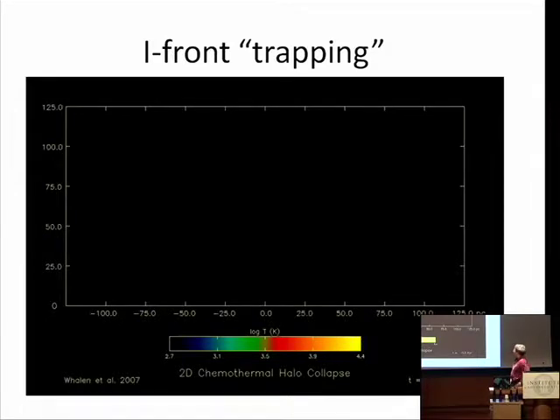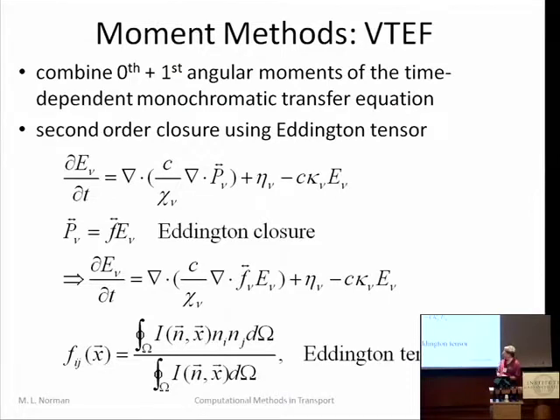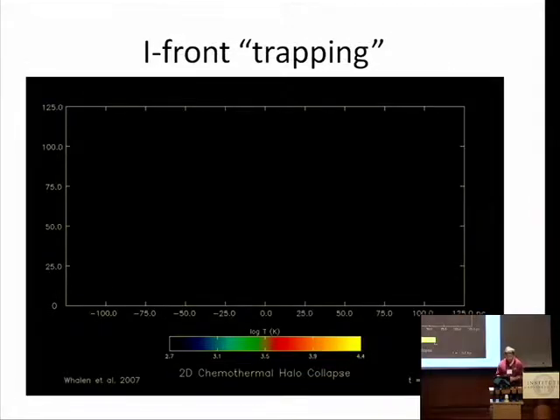One of the things that makes this a little sketchy is what is called I-front trapping. What I'm going to show you here is there is a dense cloud sitting right here, which you do not see in this temperature plot. And then there's a plane wave of ionization off to the left. You'll see an I-front moving rapidly to the right, and then it will encounter this dense cloud, and the I-front will be trapped, as it's called.